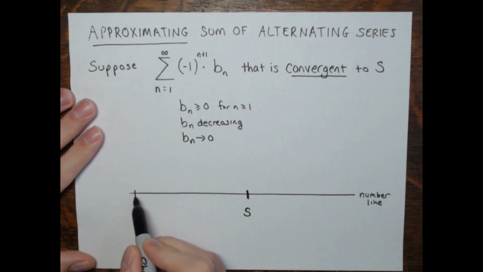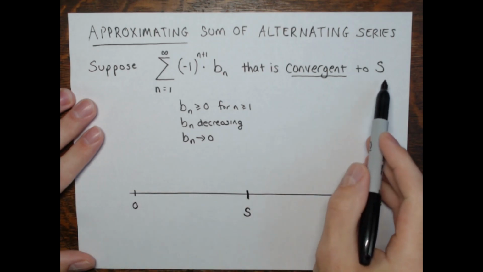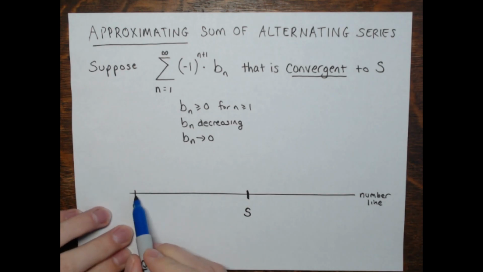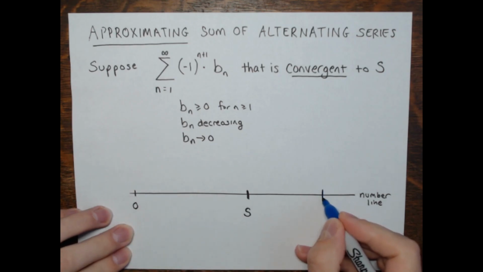Let's say zeros over here. Okay, so let's just say S is a positive number. It doesn't have to be, but let's just say S is positive for the picture. Now, the first term that would be added, so I start off at 0, of course, and then the first term that would be added would be B1. Right? So let's say B1 is positive, right? So B1.